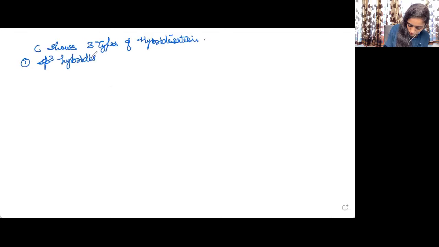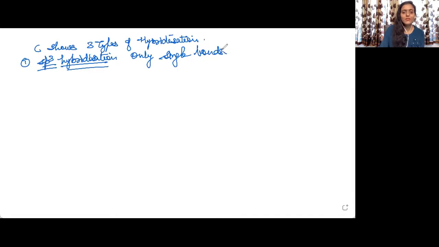So carbon shows 3 types of hybridizations. The number 1 hybridization is sp3 hybridization. Now carbon undergoes sp3 hybridization when it forms only single bonds. When carbon forms only single bonds, it will be showing sp3 hybridization.